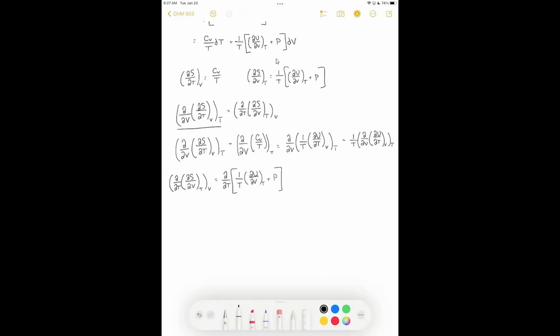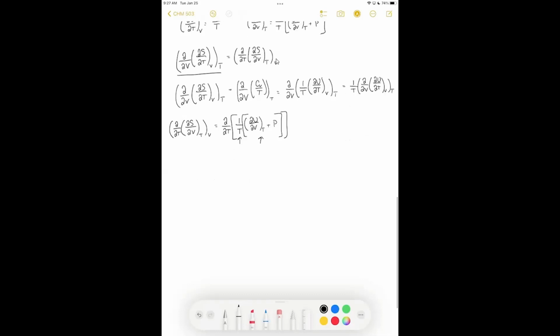Let's evaluate it. We're going to simply use the product rule. So what we're going to do is take the partial derivative with respect to temperature of 1 over T, and then multiply that by this second term here, and then reverse that. So using the product rule, the derivative with respect to temperature is equal to the first component times the derivative of the second. And the derivative of this second component is the partial derivative with respect to temperature of the partial derivative of internal energy with respect to volume. So we have this mixed partial derivative, and then for P, we simply have dP/dT at constant V.